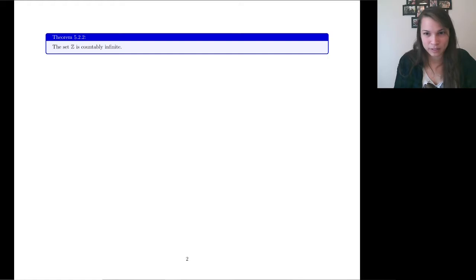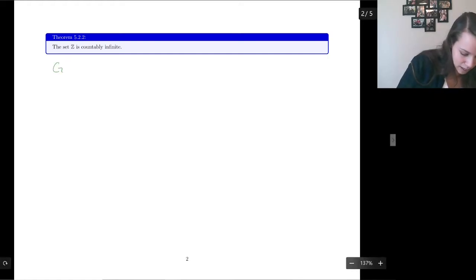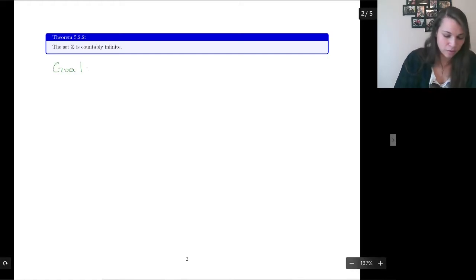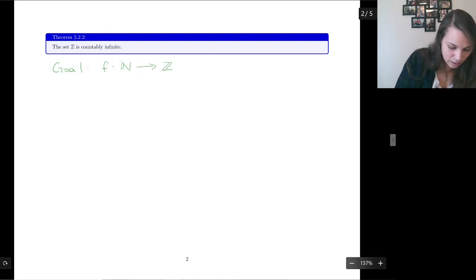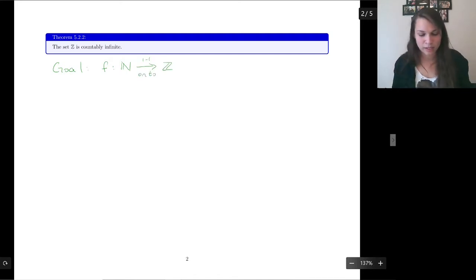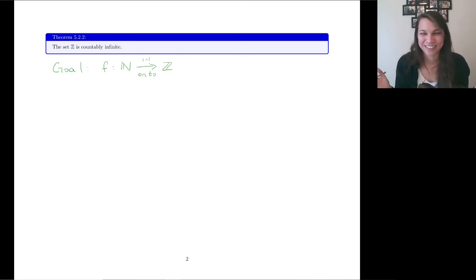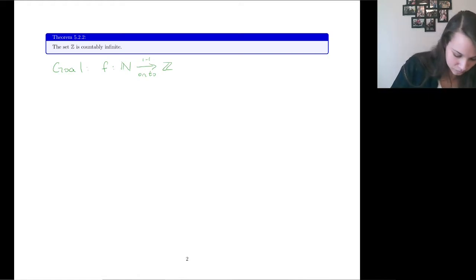So what do we have to do? As per our template, we know that we need to develop a function between the natural numbers and Z, and it's going to need to be 1-to-1 and onto. That way we can say that they are equivalent. So then the big question is, okay, this is the hard part. What's our function? And we're going to use a fairly common trick right now.